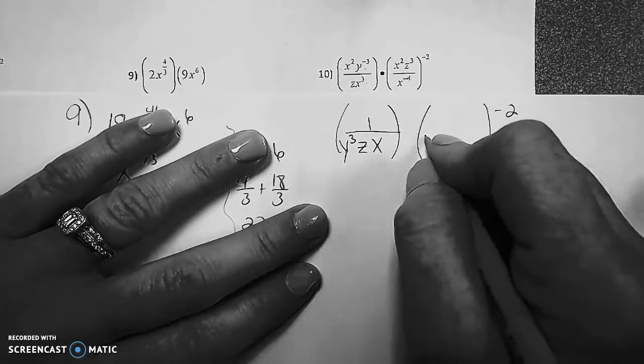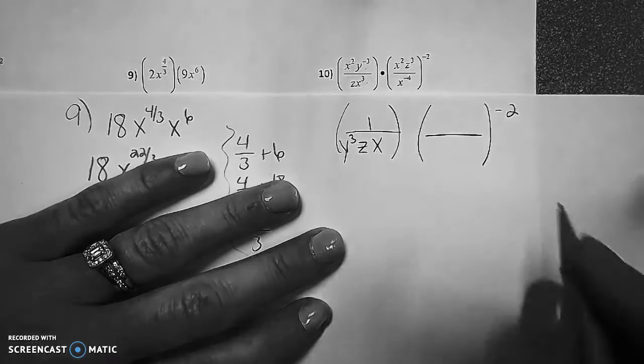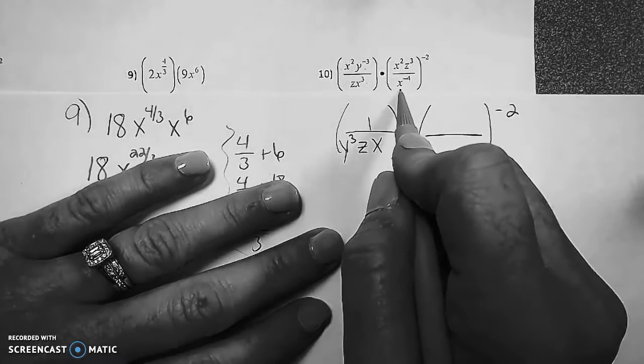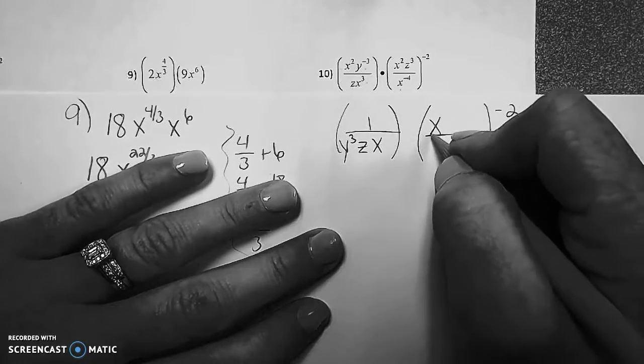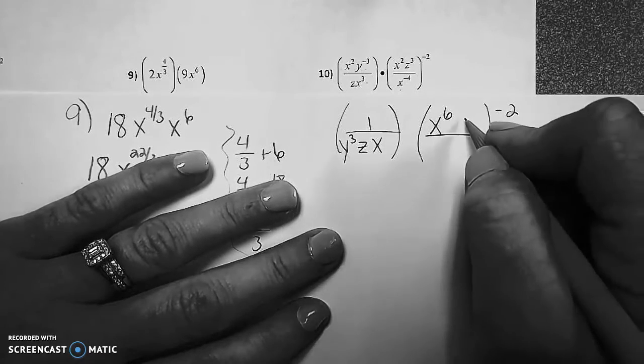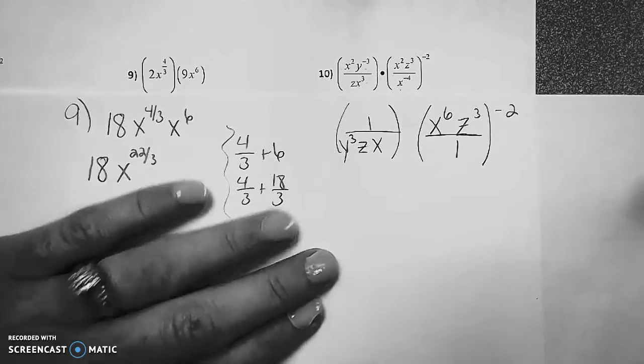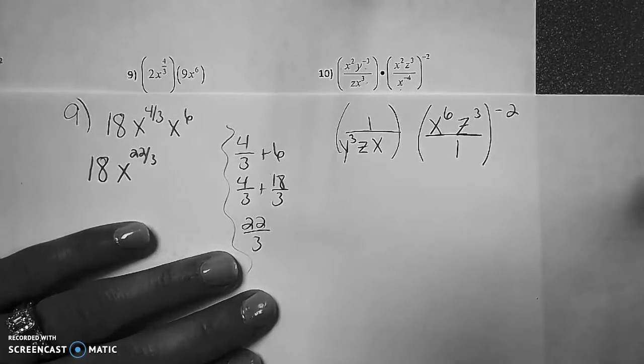In my next set of parentheses, again, there's a lot of different ways I can work this problem. I have an x to the -4th in the denominator, so that's going to come to the numerator. I get x to the 6th then. And then the z cubed. I actually won't have anything in the denominator, so I could just put a 1.